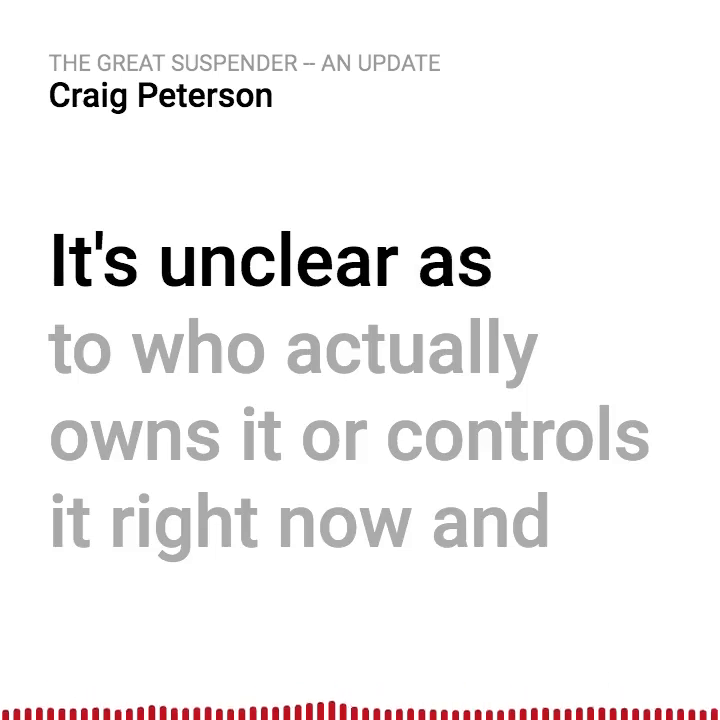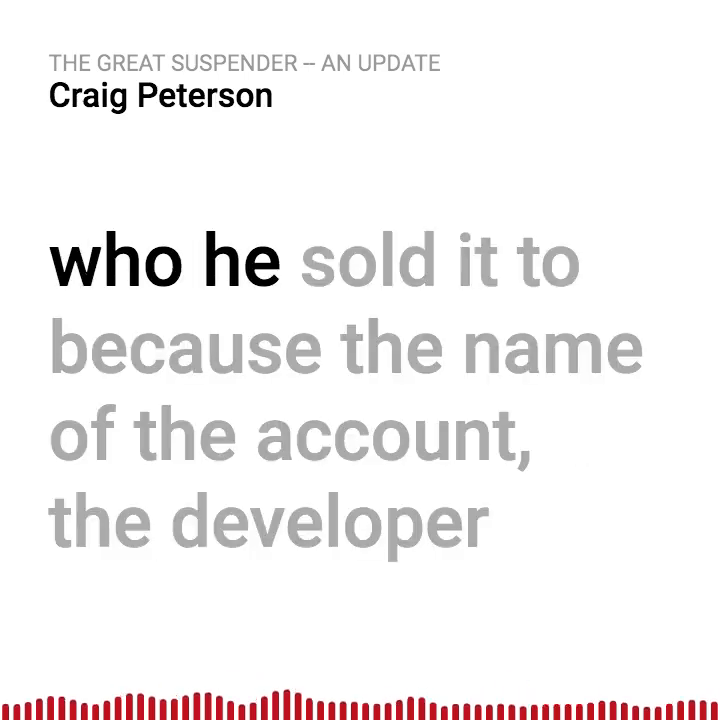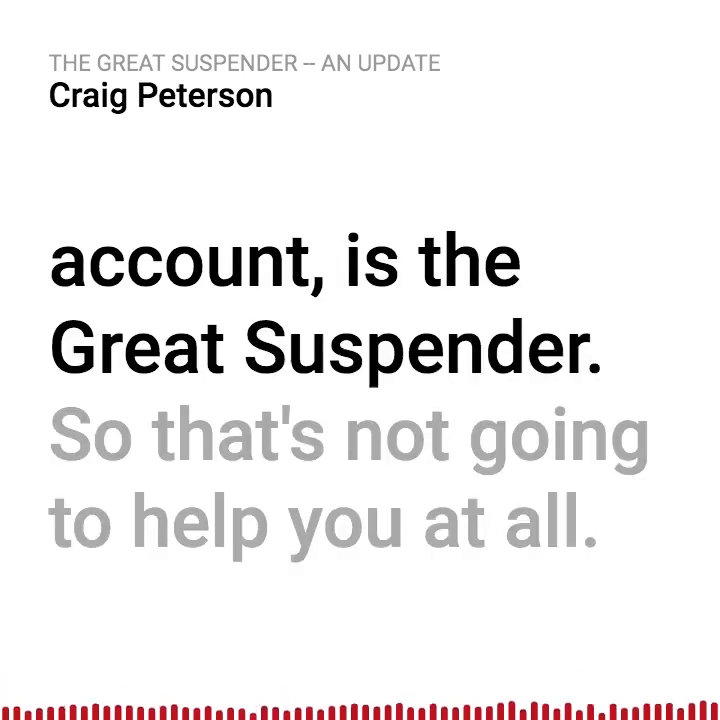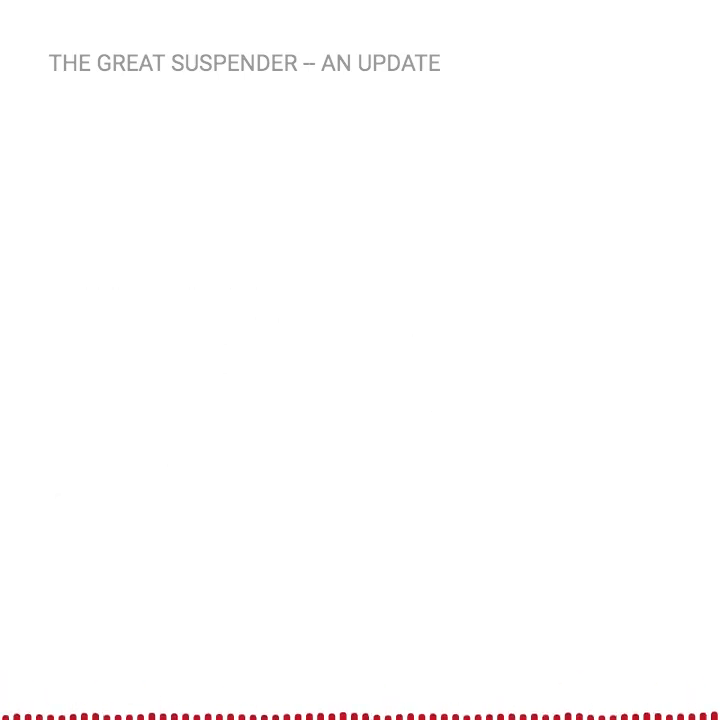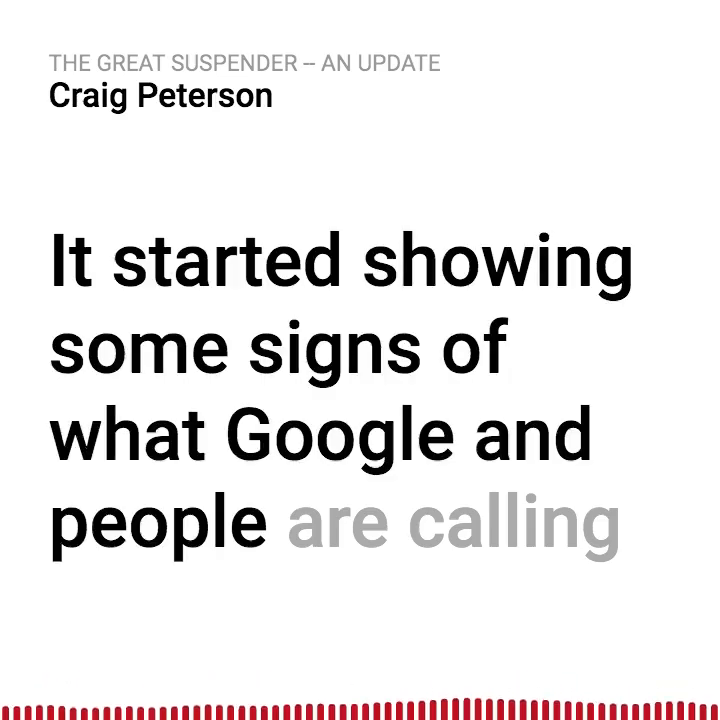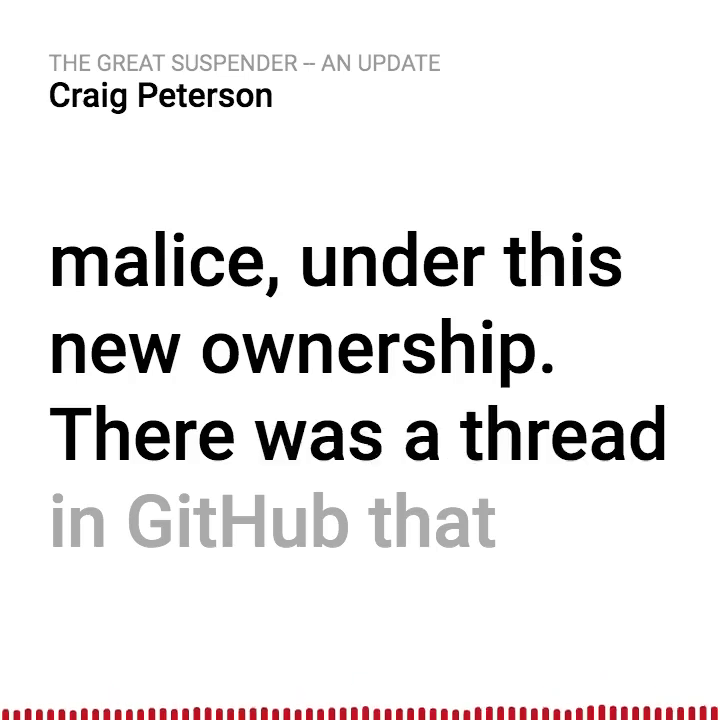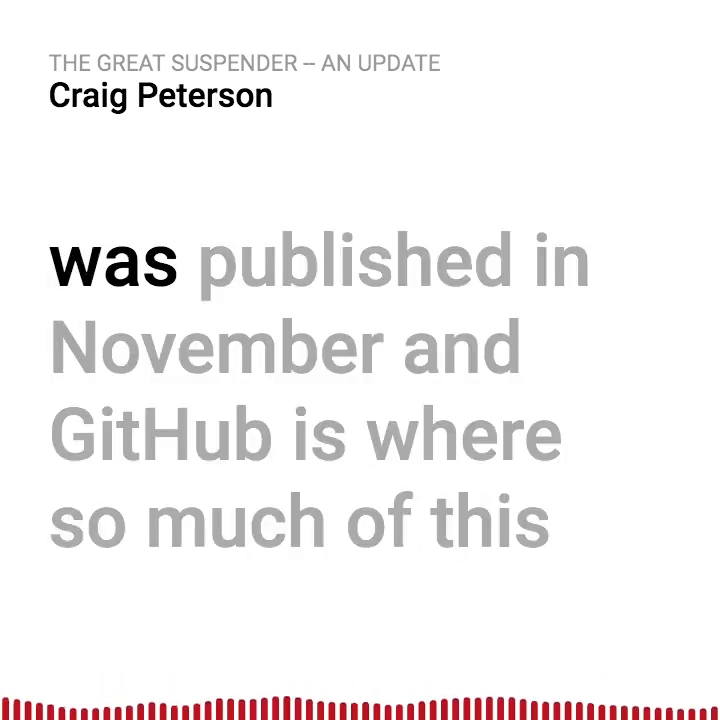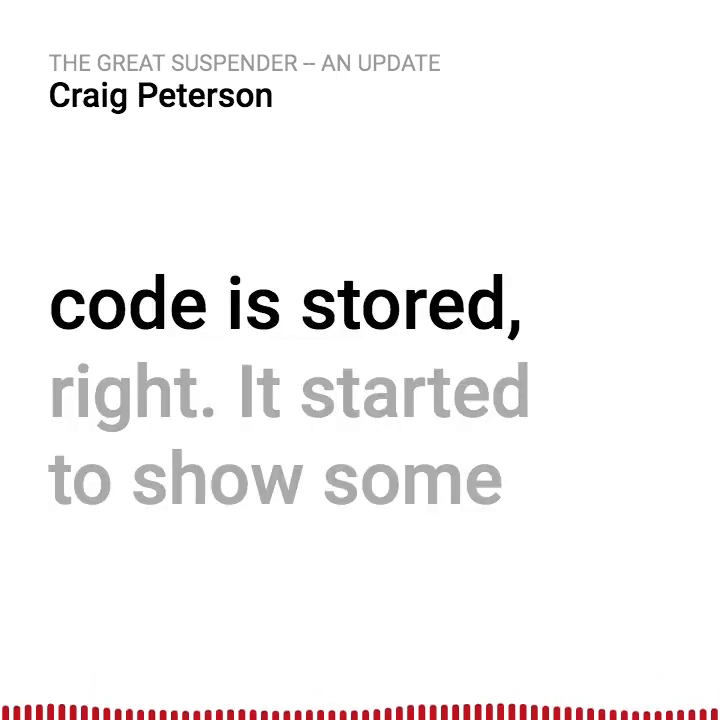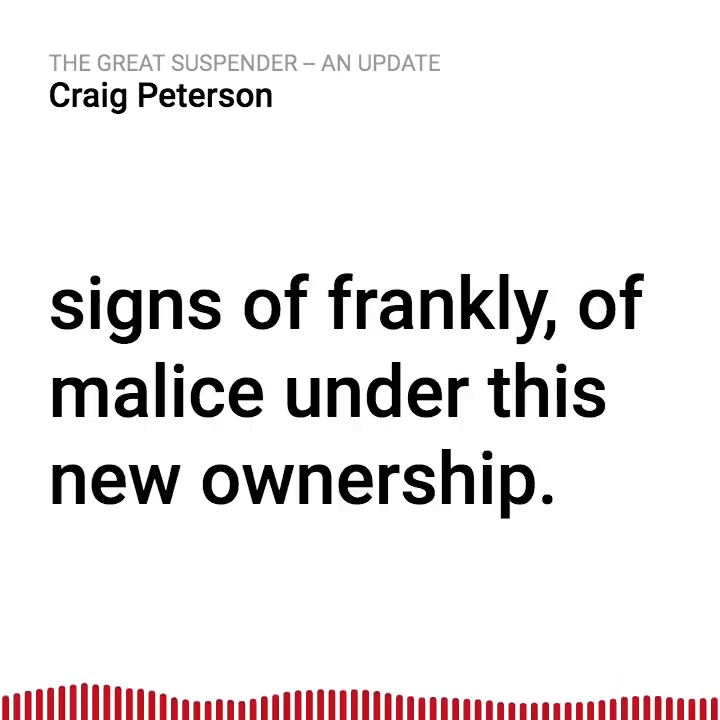It's unclear as to who actually owns it or controls it right now and who he sold it to, because the name of the developer account is Great Suspender. So that's not going to help you at all. It started showing some signs of what Google and people are calling malice under this new ownership. There was a thread in GitHub that was published in November, and GitHub is where so much of this code is stored, right? And it started to show some signs of, frankly, malice under this new ownership.